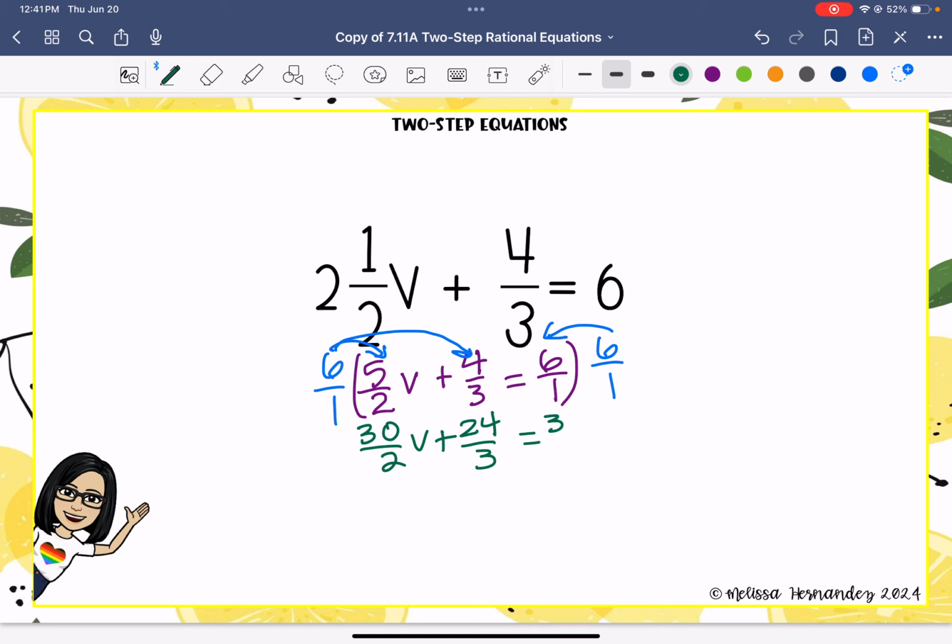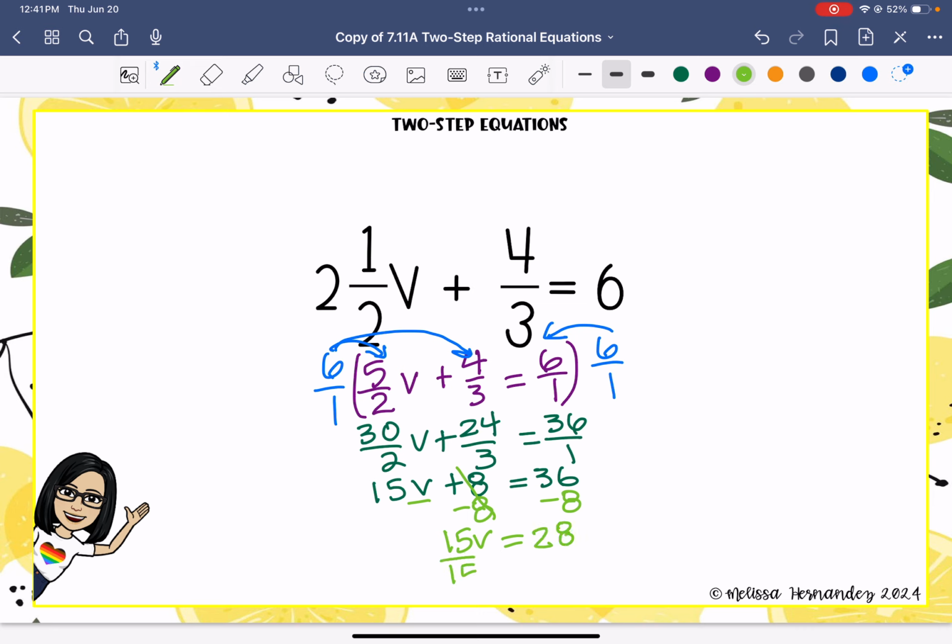So this becomes 15 because half of 30 is 15. And then 1/3 of 24 is actually 8. And we end up with 36. Now I want to solve for 1V. I've got to isolate my variable. So I'll subtract 8 from both sides. Because whatever you do to one, you got to do to the other, because we've got to keep this balanced. 36 take away 8 becomes 28.